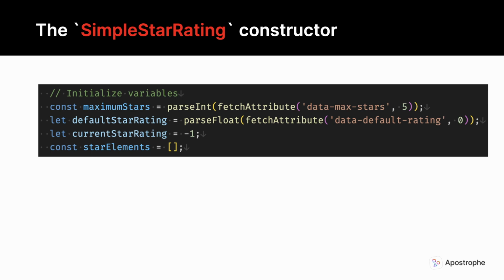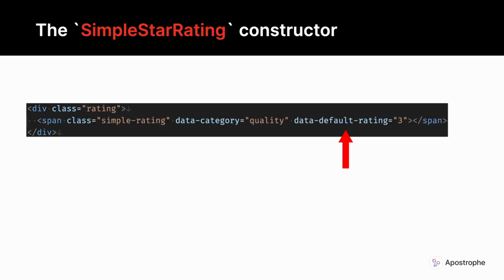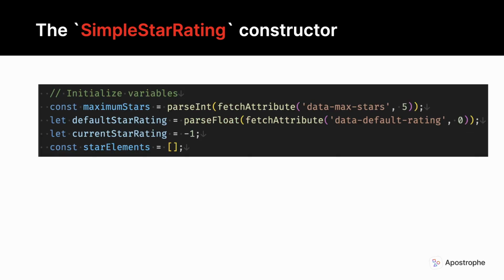The most important one for this tutorial is default star rating. Remember that in the markup, each of our 3 sections had a data default rating attribute. Our target element doesn't have a data max stars attribute, but this would give us the ability to change the number of stars from just a slight change to the markup and a schema field asking the editor to assign a maximum number.